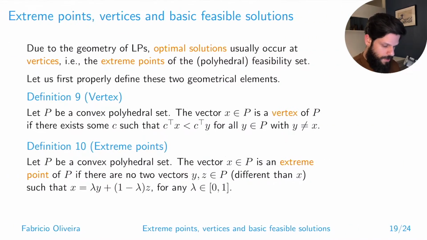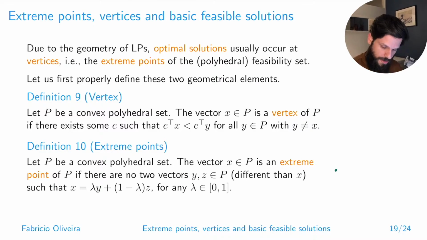And the other important definition is the definition of extreme points. So extreme points are slightly different in a sense. You say that x in P is an extreme point if you can't find two vectors also within P for which you can write x as a convex combination of them. It's very similar, really, but it's technically different.